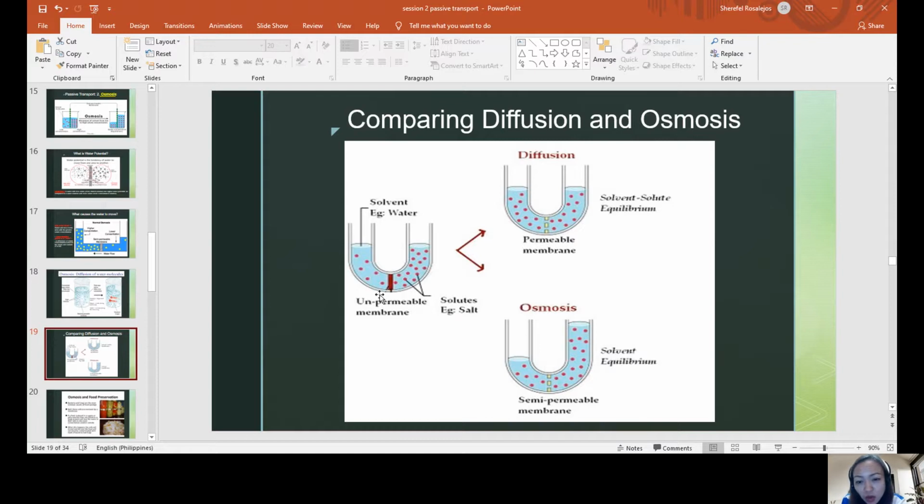But when we say osmosis, it's a different thing. Why? Because it is not the solute that will move, but it is the water that will move. So, when we say osmosis, this has high water potential, so the water will move to where there are plenty of solutes. So you can see that after osmosis, class, the water level is going up.